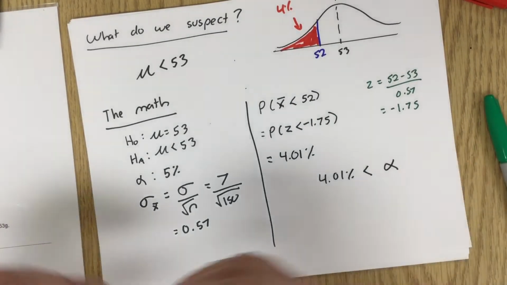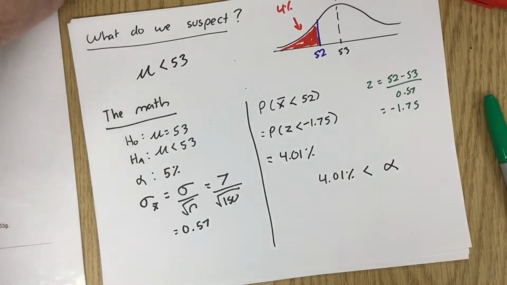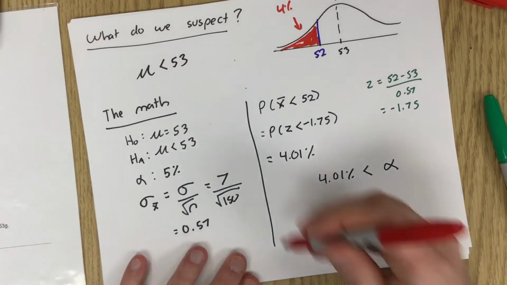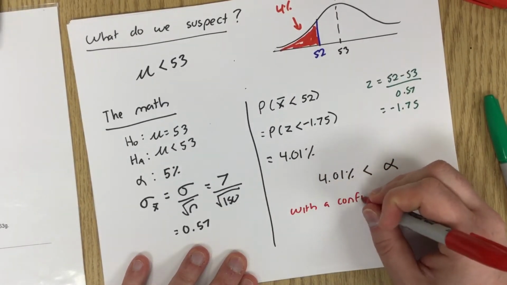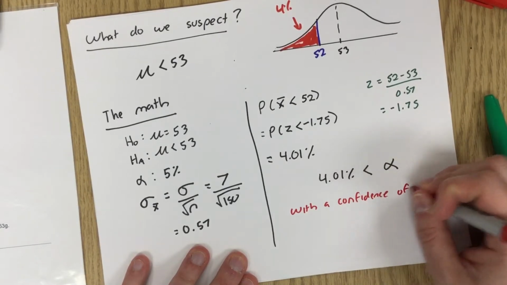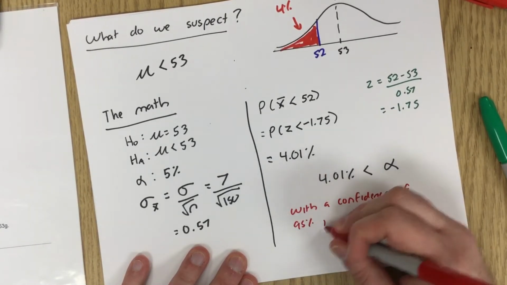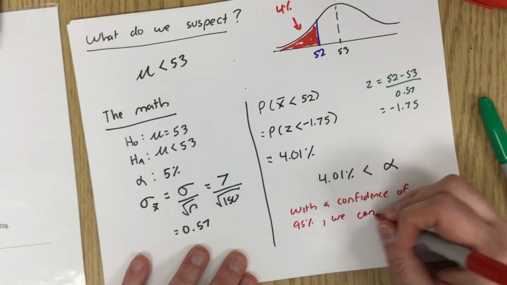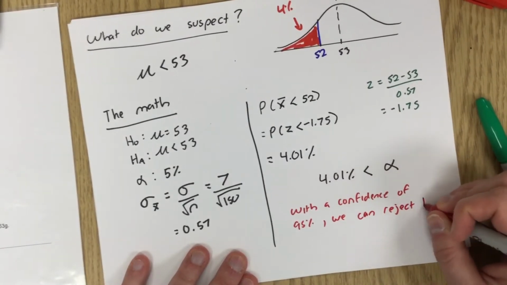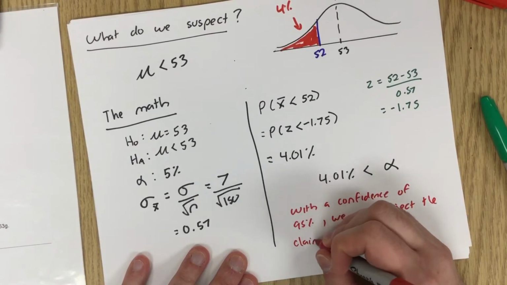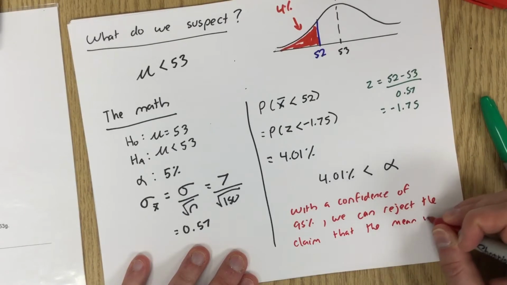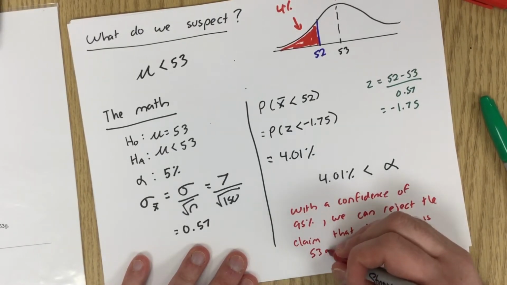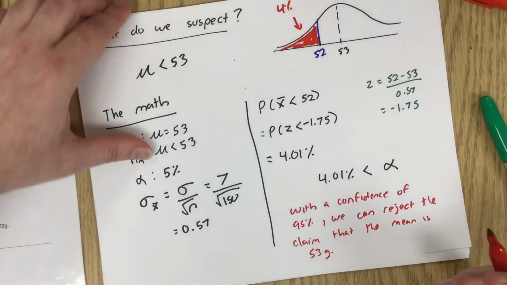So therefore, we make a concluding statement. We say, with a confidence of 95%, we can reject the claim that the mean is 53 grams with that standard deviation.